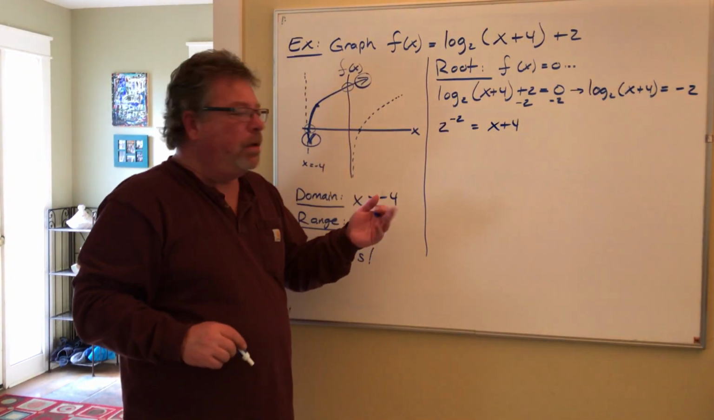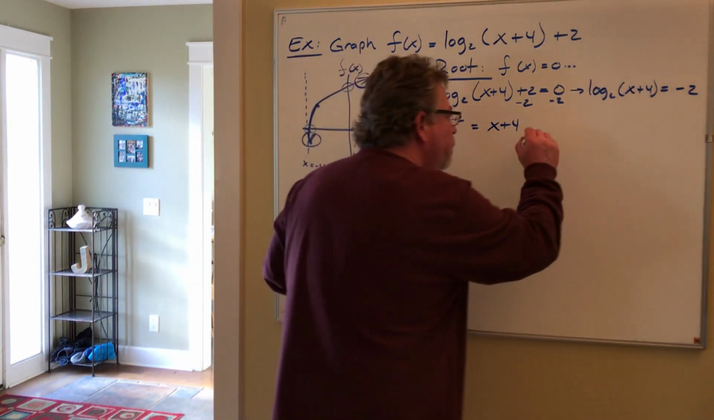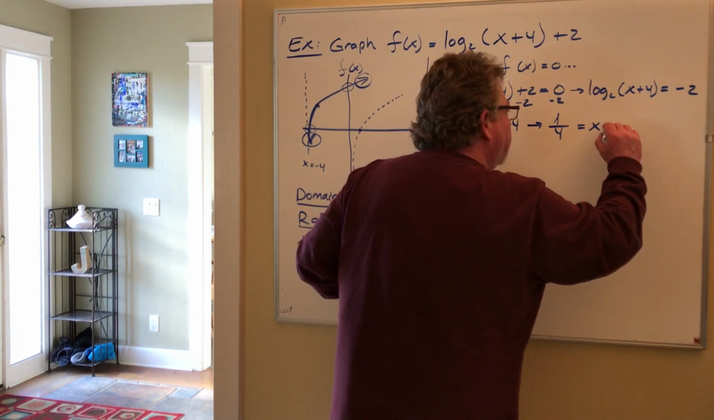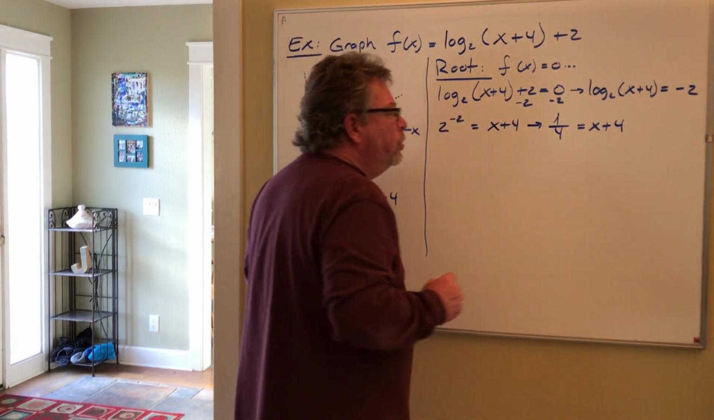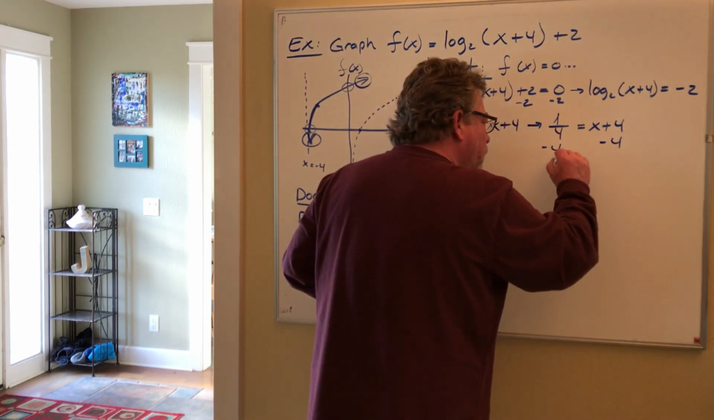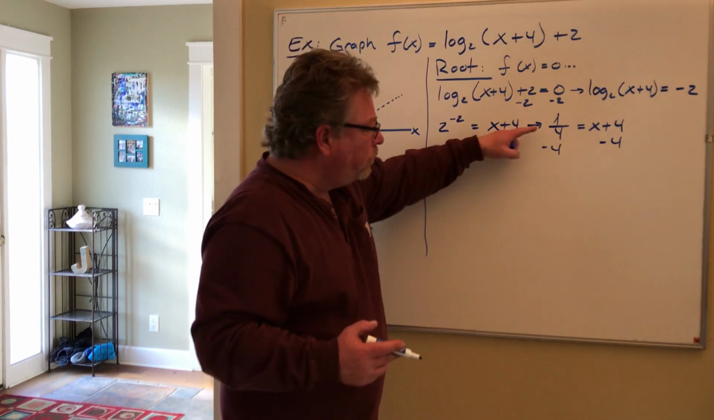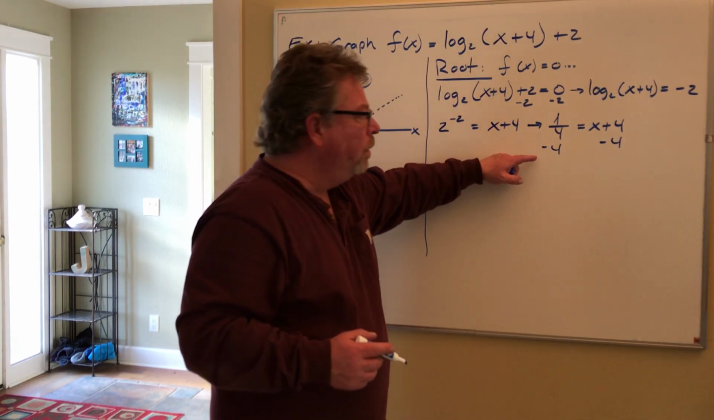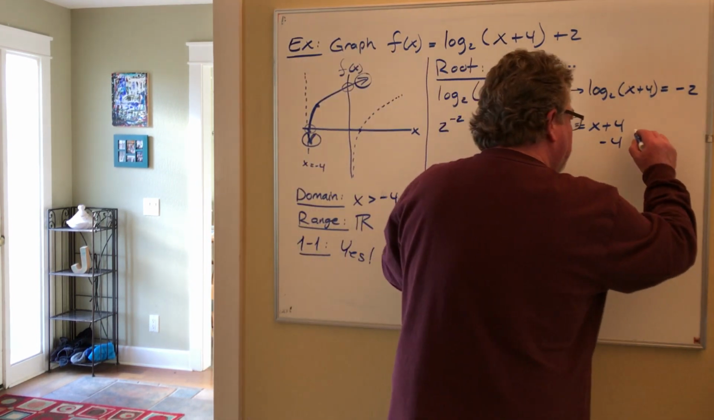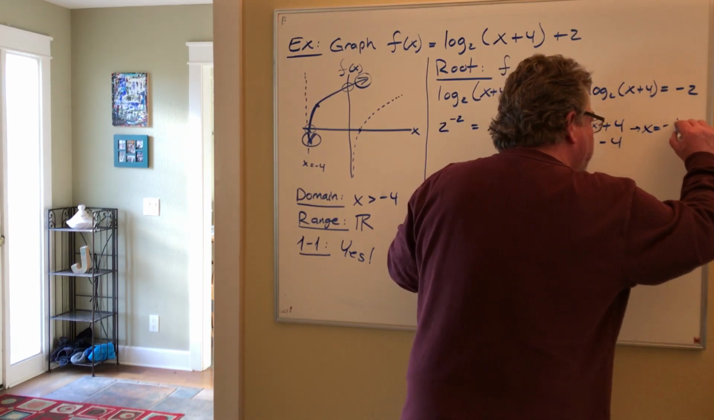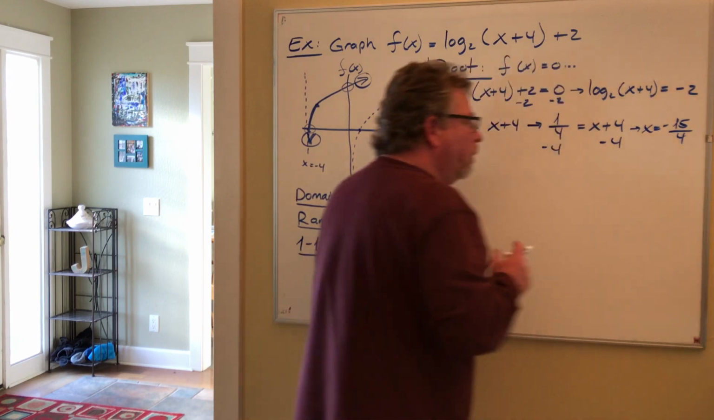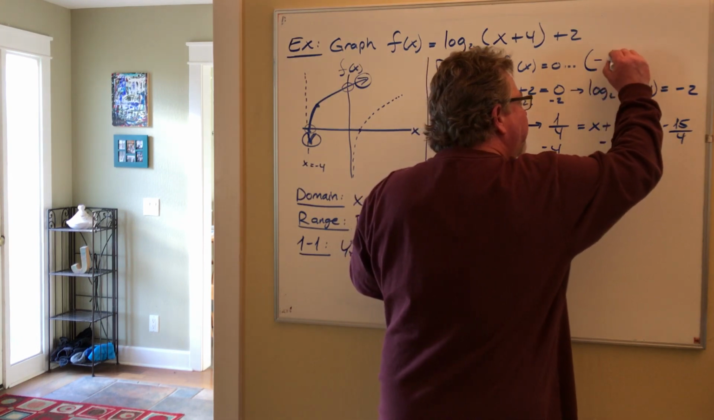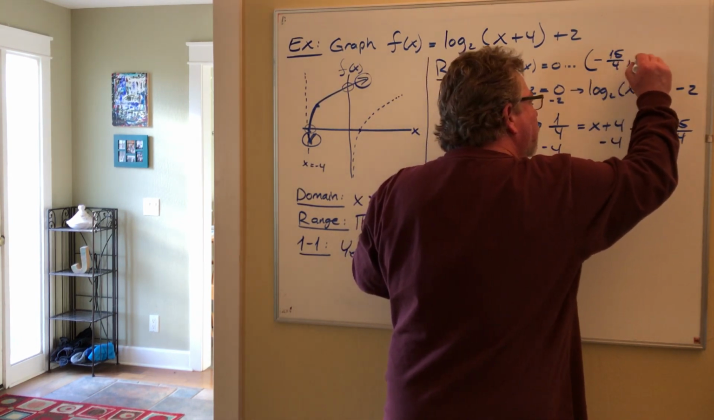This is a very simple equation to solve. 2 to the negative 2, that's 1/4, is equal to x plus 4. Subtract 4. Do the fraction arithmetic: 1/4 minus 16/4 is equal to negative 15/4. So that says that our root is at (negative 15/4, 0).